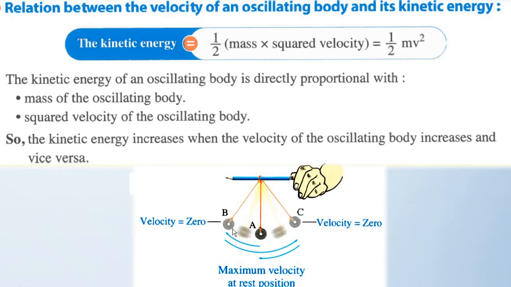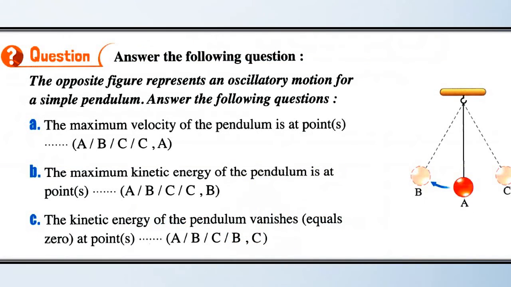And when it goes down, like when you ride the Discovery, when you go down and pass through the rest point A, it has maximum velocity and maximum kinetic energy. So when asked, maximum kinetic energy is at A, which is called the rest point, and minimum kinetic energy is at B and C. So here, look, the maximum velocity is of course at A, and maximum kinetic energy also at A because they are directly proportional to each other. And the kinetic energy here vanishes or equals zero at B and C at maximum height.